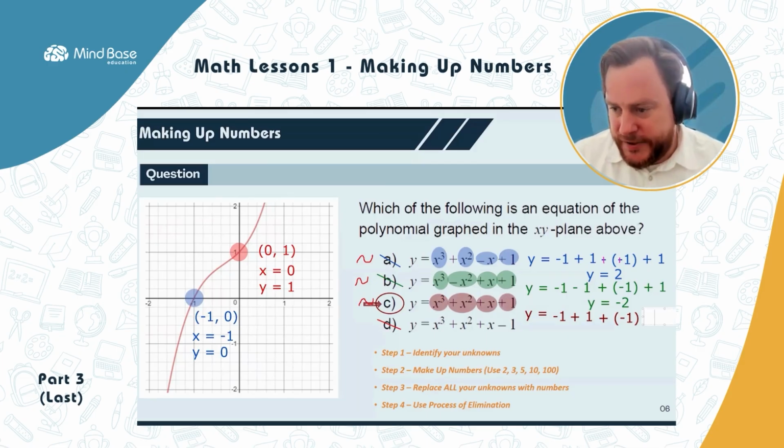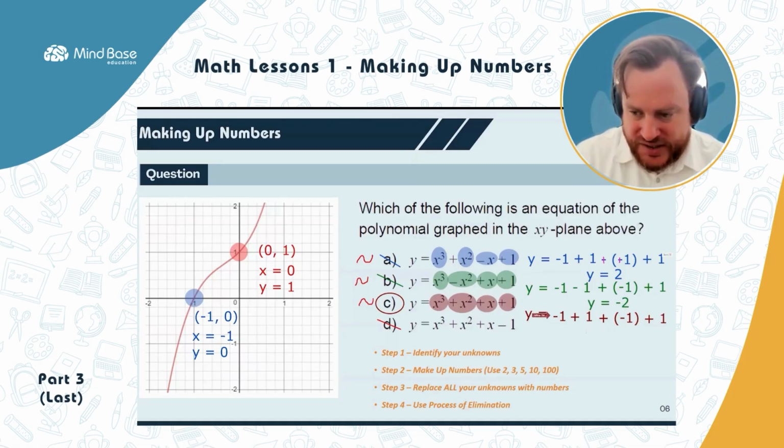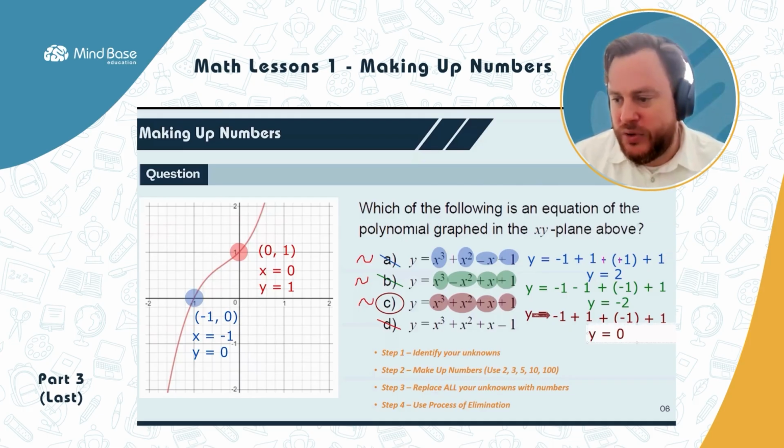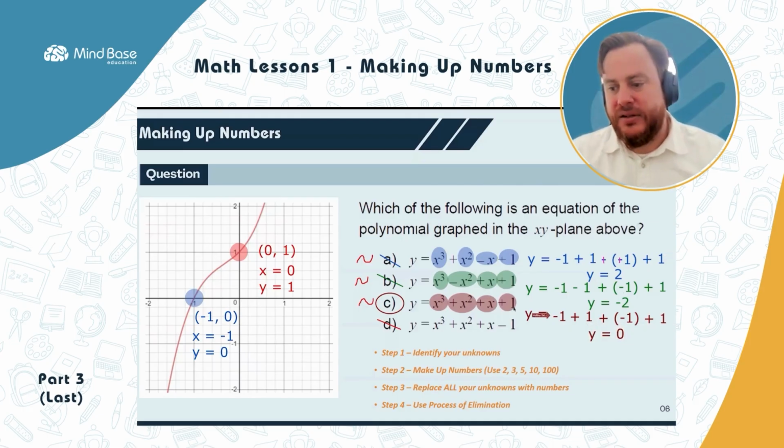And look at what we get here. -1 plus 1 is 0. Plus -1 plus 1 is 0. So we got what we are looking for. The answer has to be C. Good work.